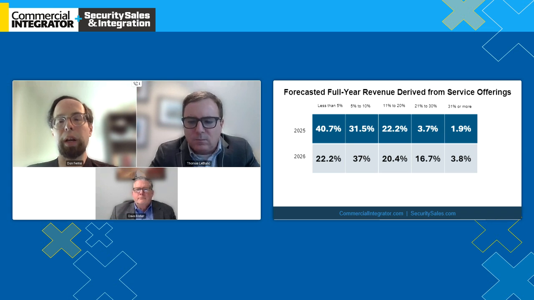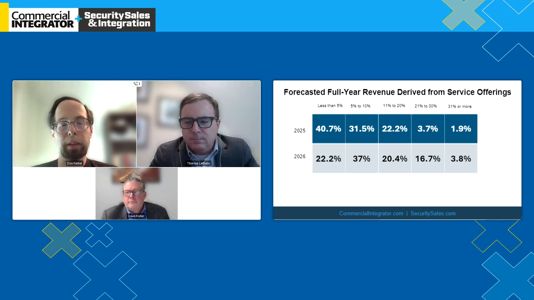I think that's a great point. And to be sure, we do not want to minimize the operational transition that is required to embrace this. We certainly all recognize it is not as easy as snapping your fingers. It does require a lot of hard work. It's nice to see in this chart some incremental improvement in terms of forecasted full year revenue being derived from service offerings, moving away from that less than 5% and even shifting up to 5 to 10%, 11 to 20%. Seeing those percentage points shift from 2025 to 2026 is encouraging, especially given how hard the lift can be to reorient a business.